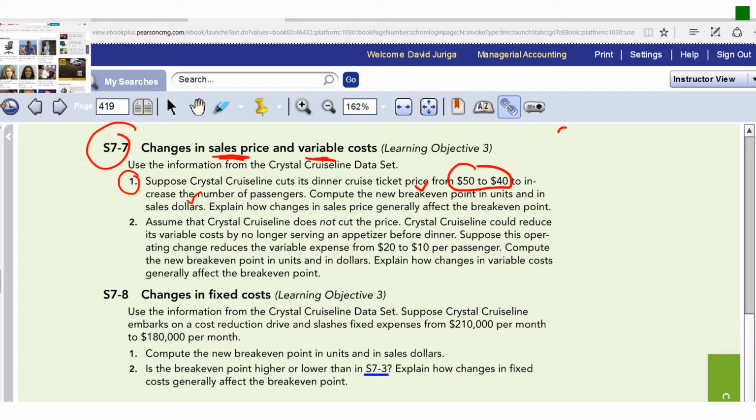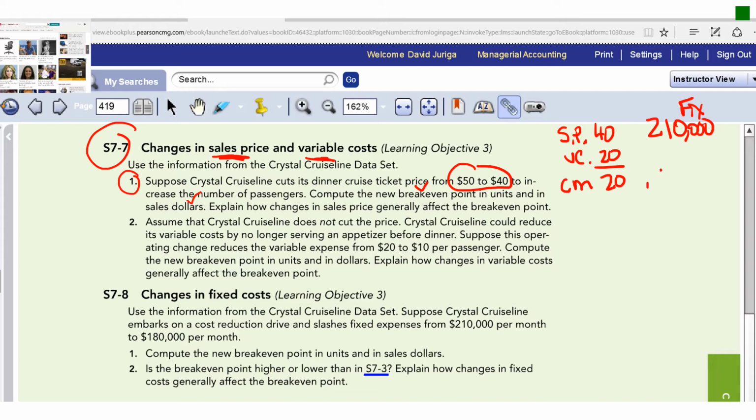And just to remind you, we're going to be using a sales price of 40, and the original variable cost was 20, so that would give you a contribution margin per unit of 20. The fixed cost, just to remind you, was 210,000. That was the fixed cost from the problem. So again, you'll take that 210 and divide that by 20. That'll give you the units.